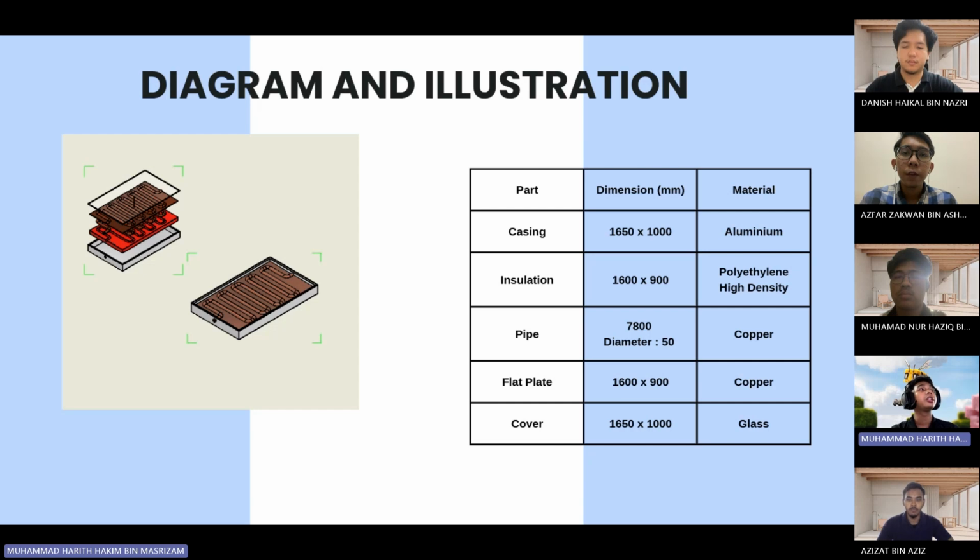For insulation, the dimension is 1600 times 900 and the material is high density polyethylene. And the pipe, the dimension is 7800 and the diameter of the pipe is 50 millimeter and the material we use is copper. For the flat plate, the dimension is 1600 times 900 and the material is copper. And last, the cover, the dimension is 1650 times 1000 and the material is glass.